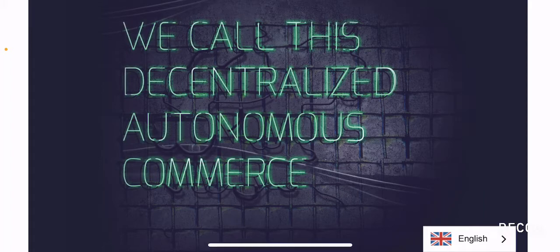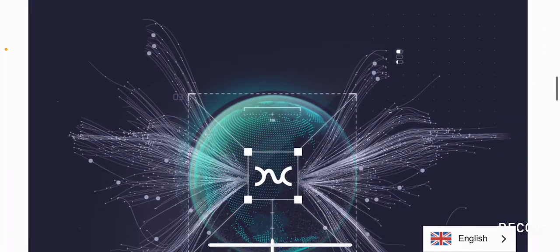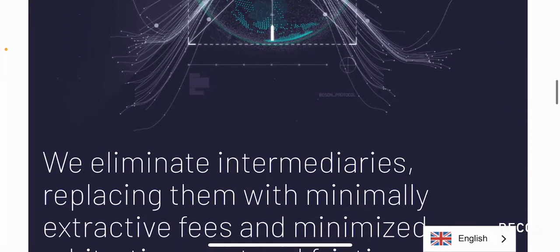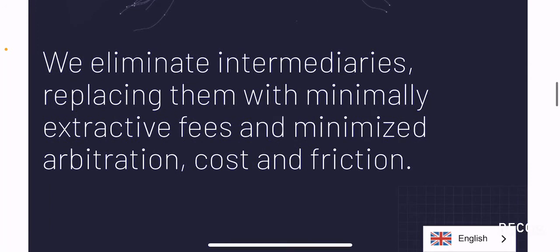We call this decentralized autonomous commerce, or DAC, which is a new term that they're trying to coin, because we have heard about DAOs, decentralized autonomous organizations, but Boson protocol aims to create decentralized autonomous commerce, or DACs, right? Which is a very interesting move by Boson protocol, and a very bold move as well, right? Again, they have some really cool graphics on their website. We eliminate intermediaries, replacing them with minimally extractive fees and minimizing arbitration cost and friction, right?